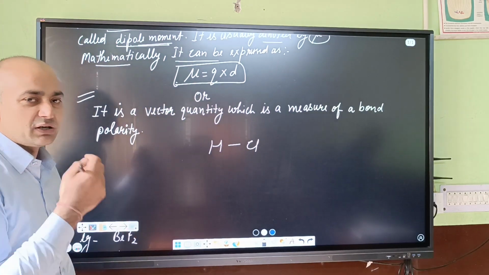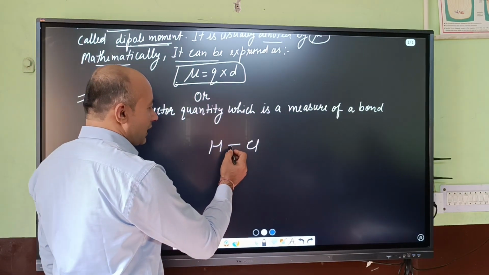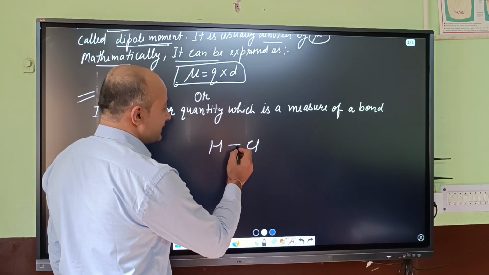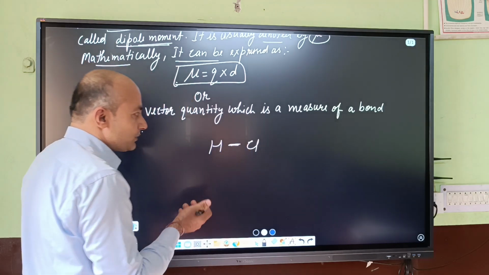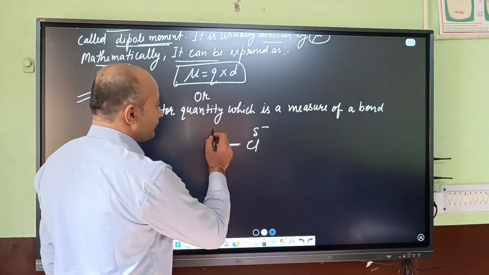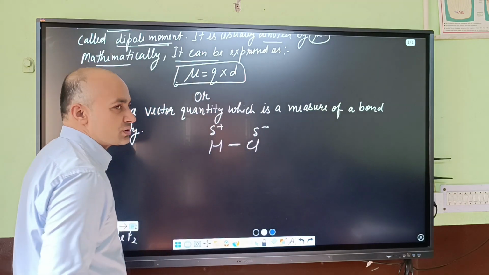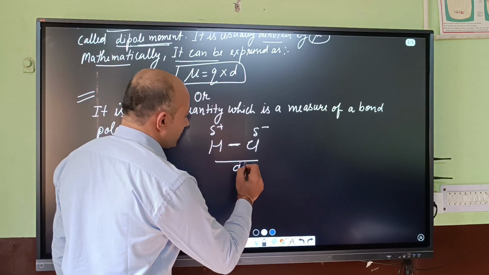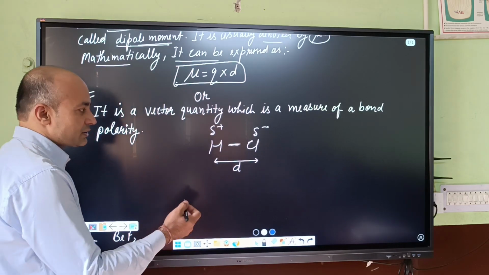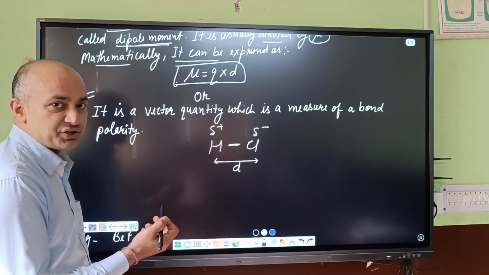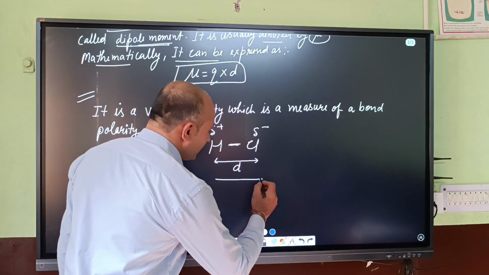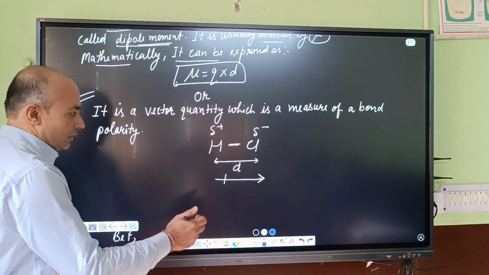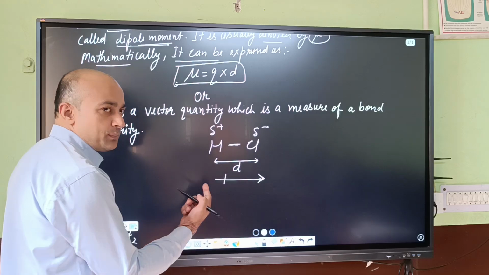There is a single bond between both atoms, and the electrons are not equally distributed between H and Cl. The electron density is displaced toward the more electronegative element, Cl. That's why Cl gains a partial negative charge and hydrogen gets a partial positive charge. The distance between the poles is denoted by D, right student? The direction of the dipole moment is always toward the more electronegative element and is represented by this arrow sign, right? And this molecule is said to be polar, right?